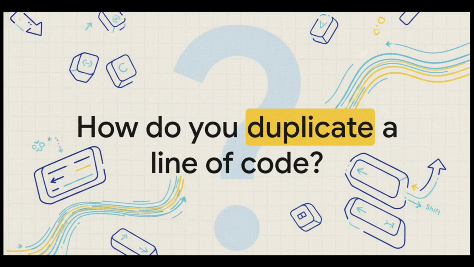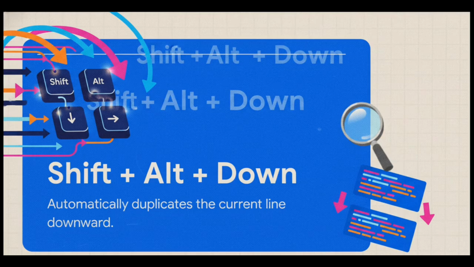Final question, and this one is a pro-level developer trick. How do you copy an entire line of code and paste it directly underneath itself without even highlighting it first? The answer is Shift plus Alt plus down. It automatically duplicates the current line downward. No clicking, no dragging, no hitting enter and pasting. Just a one-step duplication that will literally save you hours of tedious formatting every single week.